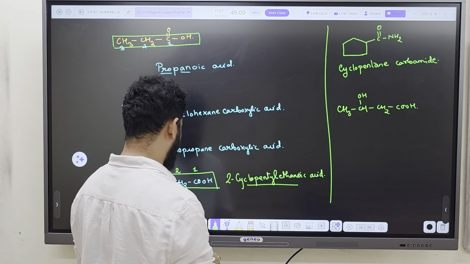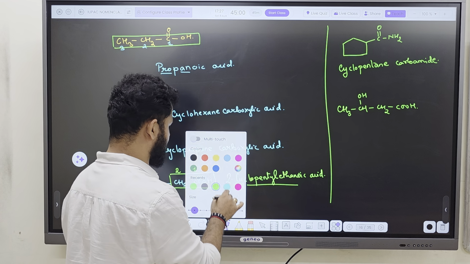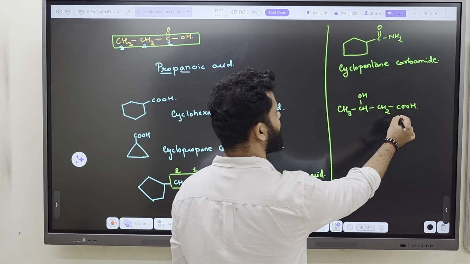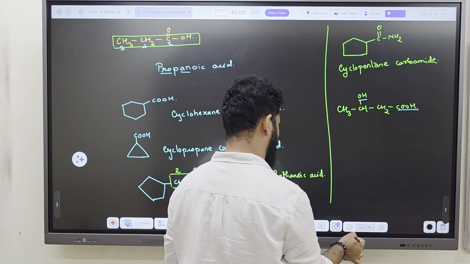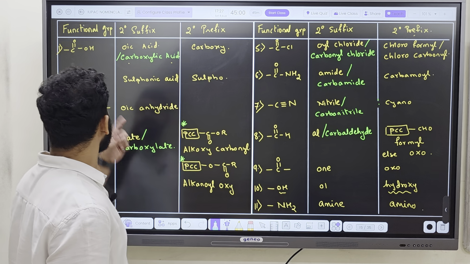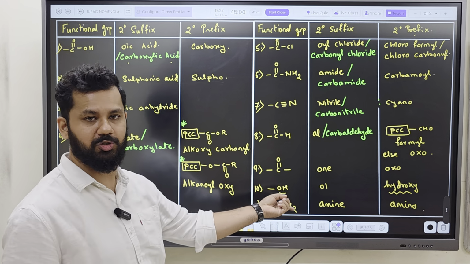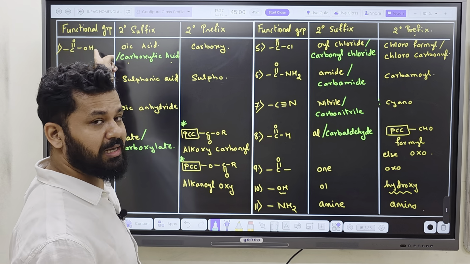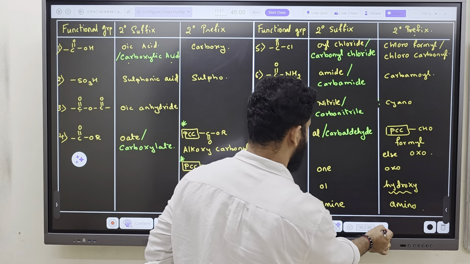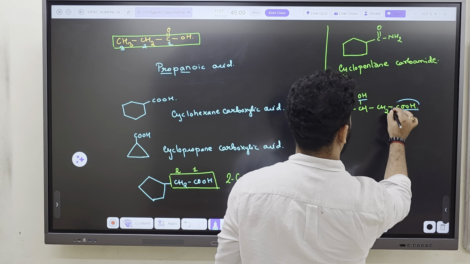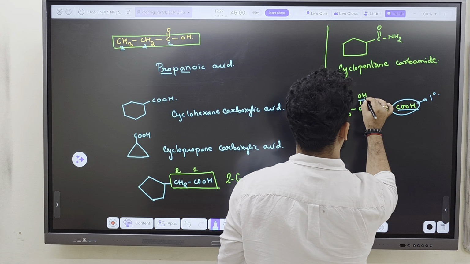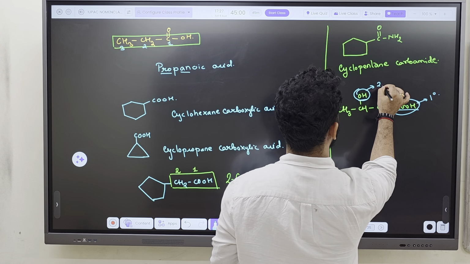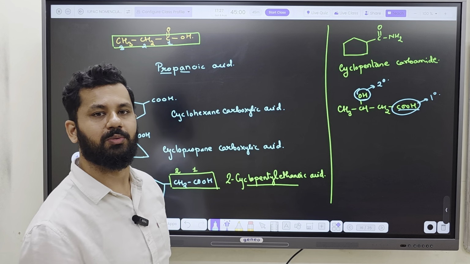In this case, my first job is to figure out who is the primary functional group. Sir, I have 2 functional groups, COOH as well as OH. Refer to the priority list. COOH is higher than OH. So COOH, carboxylic acid, becomes our primary functional group, and this guy becomes our secondary functional group or substituent.